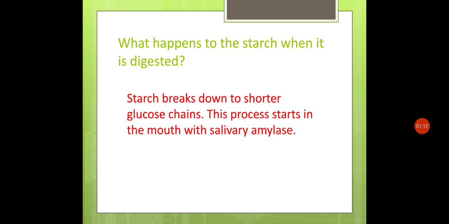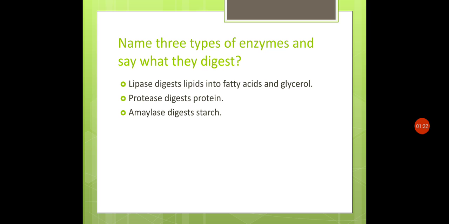What happens to the starch when it is digested? Starch breaks down to shorter glucose chains. This process starts in the mouth with salivary amylase. Name 3 types of enzymes and say what they digest. Lipase digests lipids into fatty acids and glycerol. Protease digests protein. Amylase digests starch.